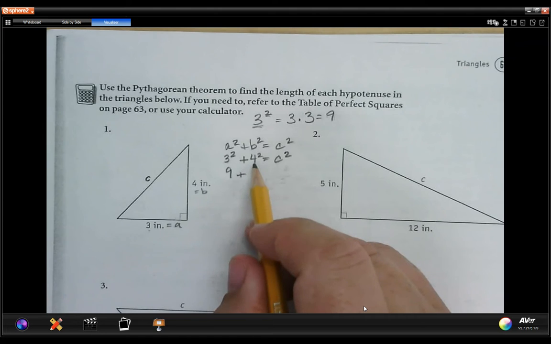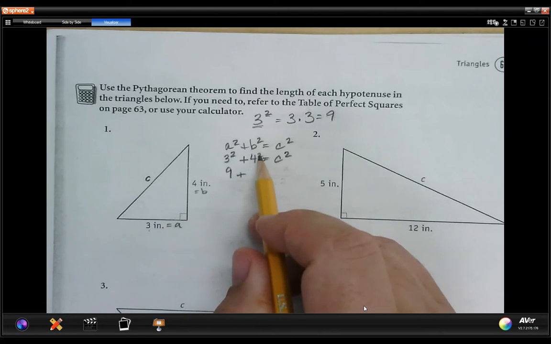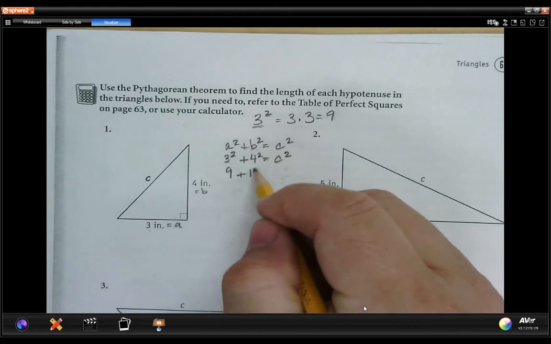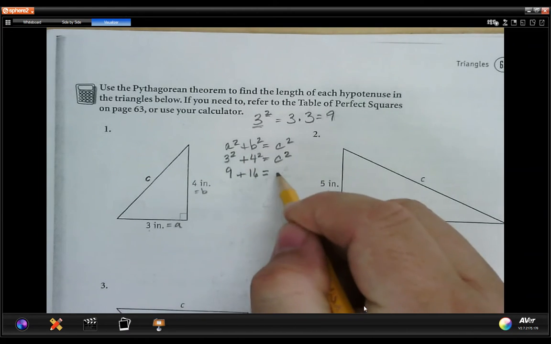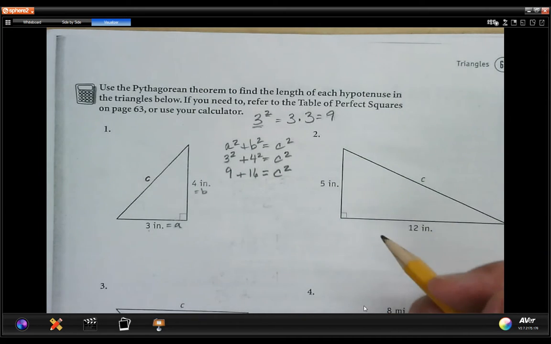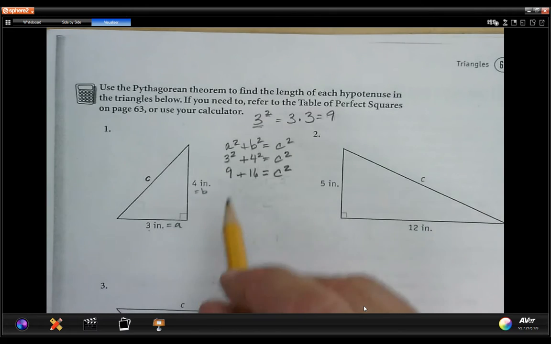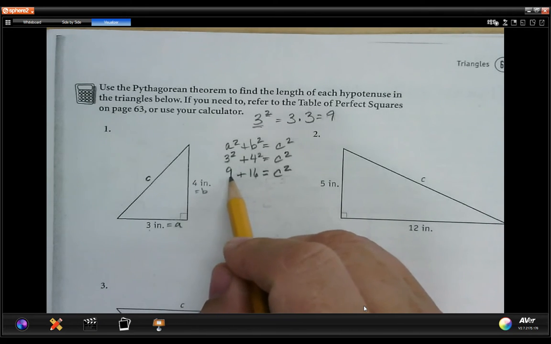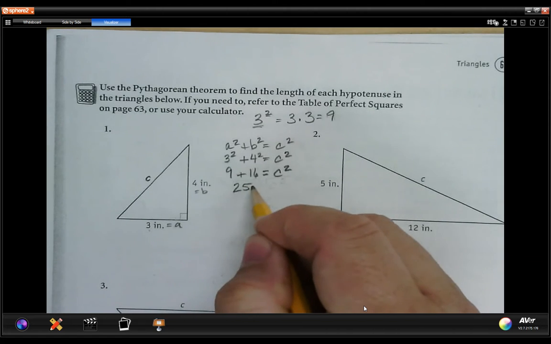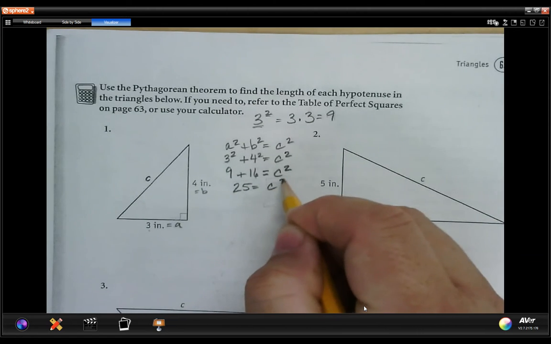Same thing for here. I'm going to add to that 4 squared. Well, 4 squared is the same thing as 4 times 4. 4 times 4 is 16. And then that equals C squared. Now, I can't forget to keep bringing that squared down because I've not really done anything with that yet, okay? So now let's finish up what math we could do. We've got 9 plus 16. 9 plus 16 equals 25. And so 25 equals C squared.